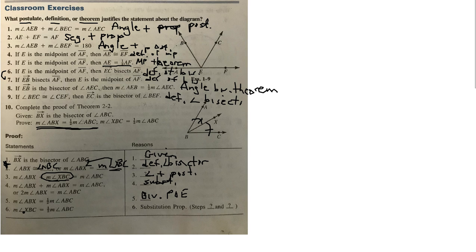This one here is the same thing, only instead of substituting ABX in for XBC, we're going to put XBC in for this one right here. So we would have two XBCs. So hopefully you got that. It's a little tricky, I get it. All right, let's go on to the last page that I have.